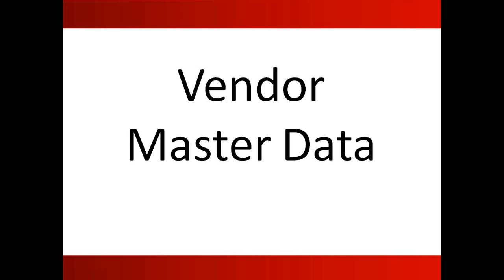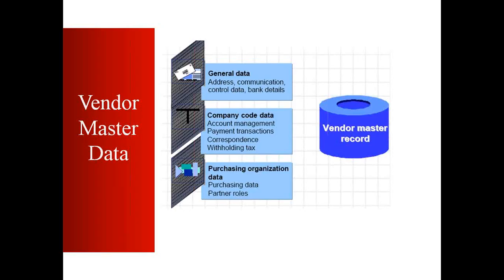Okay, three different types of view. First, I will show you in a minute how to create a vendor master, but the first view is your general data. You can see here general data. In general data, we enter information like the address of the vendor, vendor bank details, vendor phone number, their email address, and their fax number. That generic data is entered in the general data.